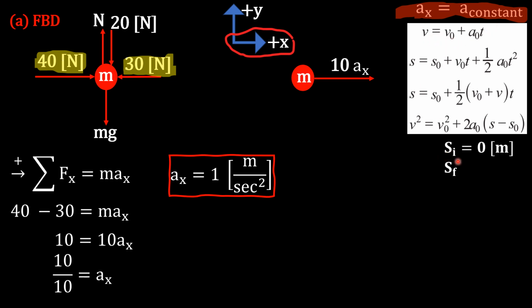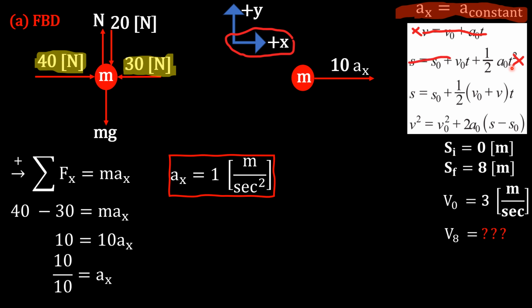So what do we have? Initial position is 0, final position is 8, initial velocity is 3 meter per second, and we want to find the final velocity, or velocity at 8 meter. So if you take a look at the first one, we need to find the final. We have the initial, but we don't have time, so this one won't work. The second one, we have the final displacement, we have the initial, we don't have the time, so no, this one won't work.